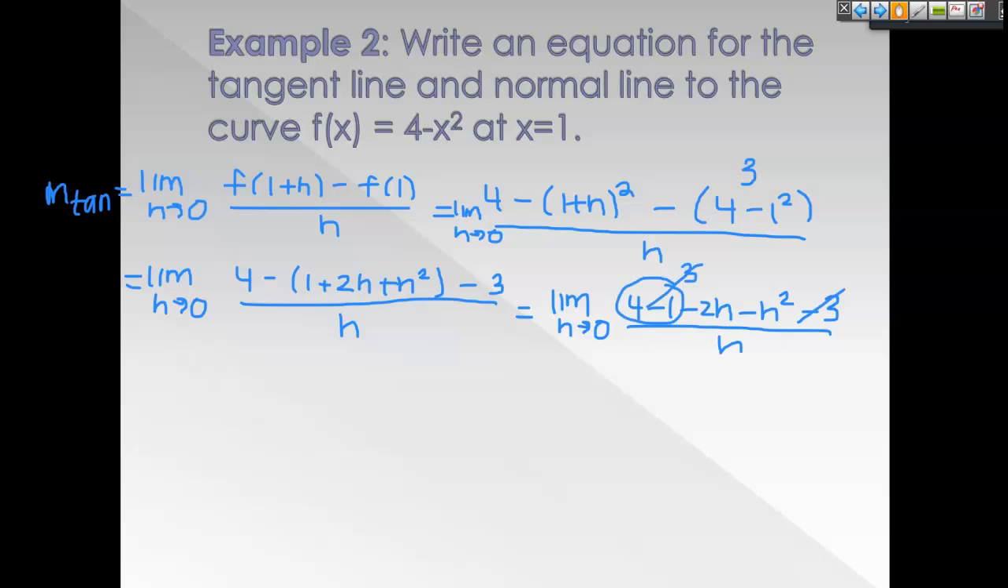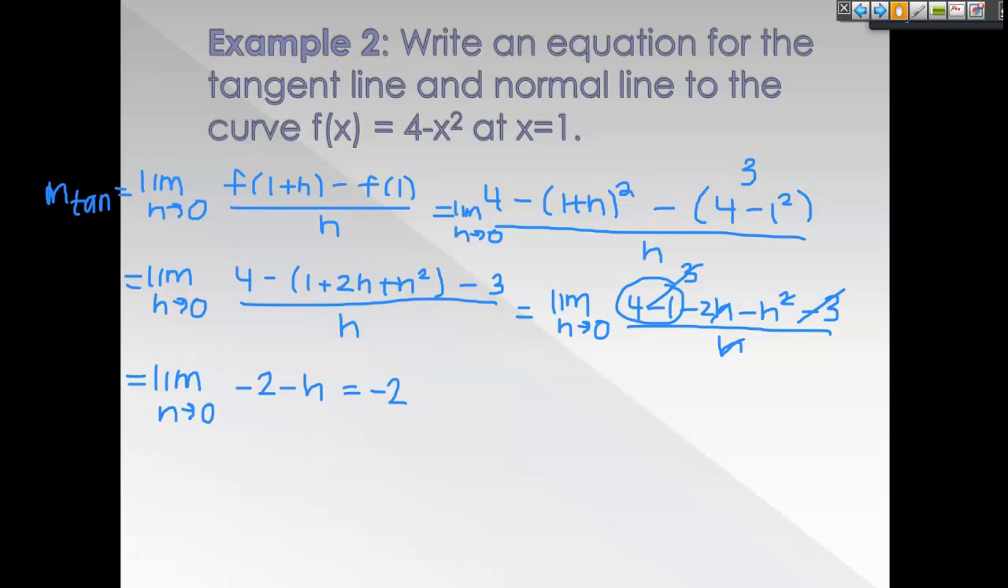So 3 minus 3 cancel. h squared, h and h cancel. So we get a slope of -2. So the slope of the tangent is -2.